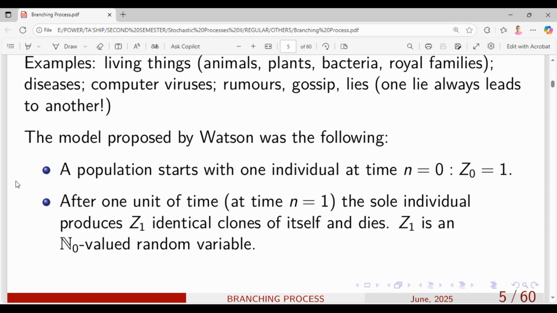He said that a population should start with one individual at the initial stage, that is n equal to 0. This is the initial ancestor. For instance, if it is cocoa that we are looking at, we want to say that Tete Kwashi brought cocoa to Ghana.